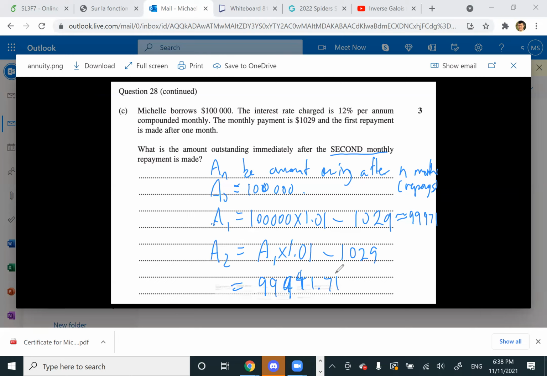That's what I did in the actual question as well. I'm not sure why I did that. If you thought about squaring it, compounding would look like this: 100,000 times 1.01 squared minus 1,029 times 1.01. Oh, okay.